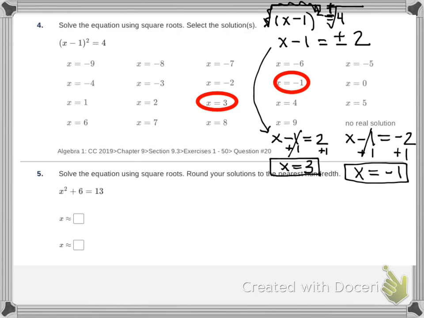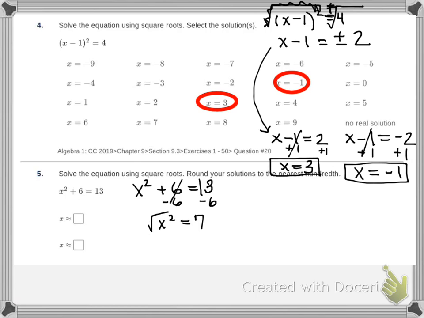All right. Let's go on down to number 5. So x squared plus 6 is equal to 13. So I first want you to realize that there's no regular x, there's only one and it's x squared. The other thing I want you to do is just pause the video and try to get x squared by itself, and then push play and make sure you've got it. All right, to get x squared by itself, minus 6. And you get 7.